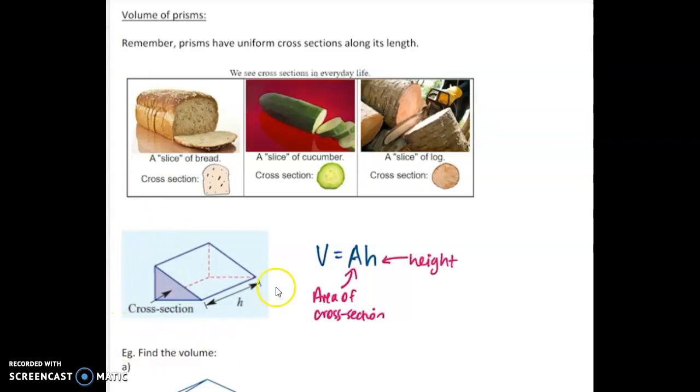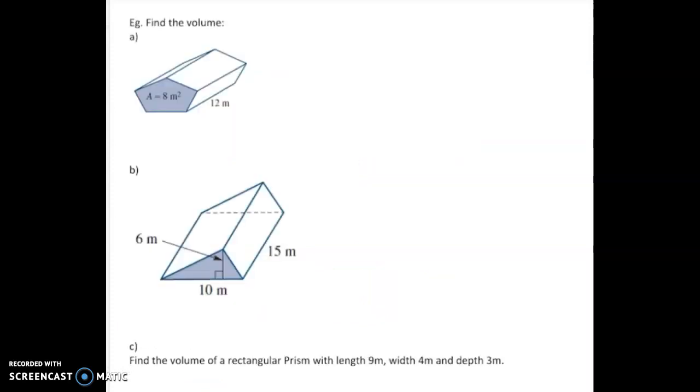So in this example here, we have a triangular prism. The cross-section is a triangle, so we need to find the area of this triangle, which becomes the A. And the height would be the depth or the height of my prism here. And so if I find those two values, all I need to do is multiply those together to find your volume for that prism. Okay, so let's have a look at a few examples.